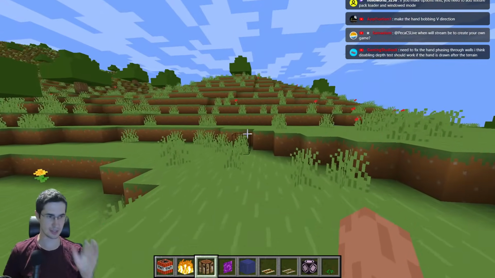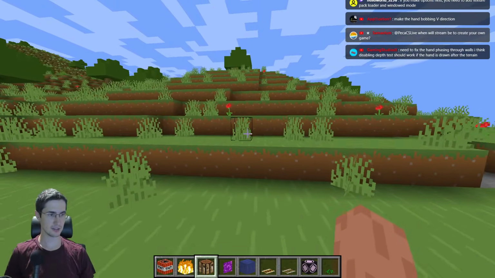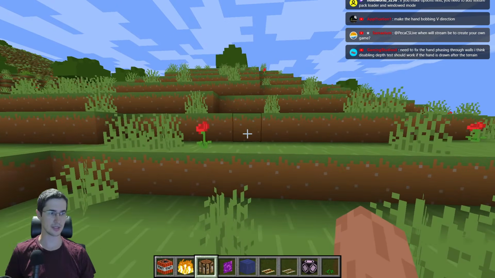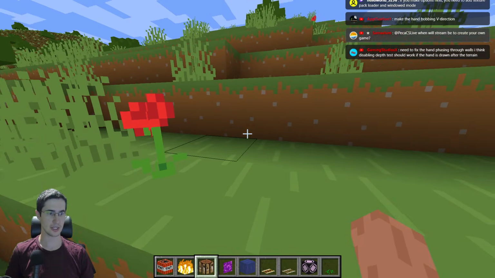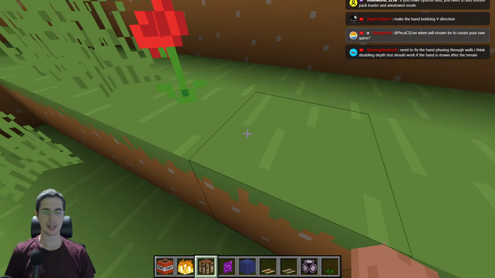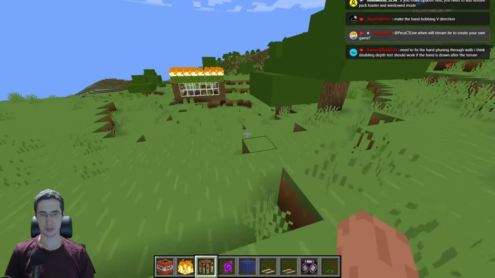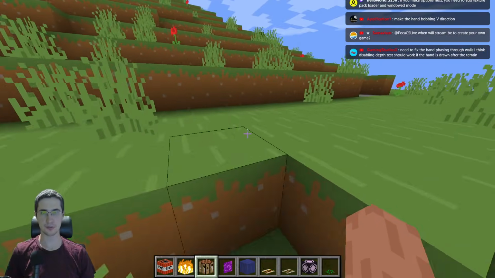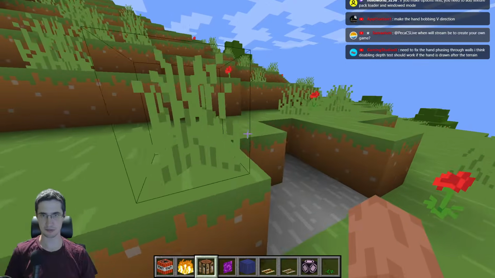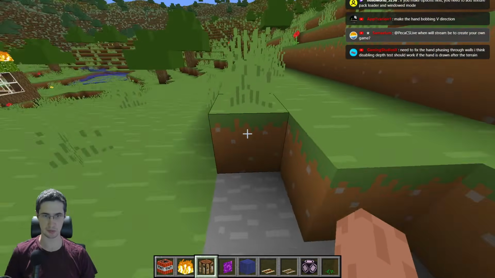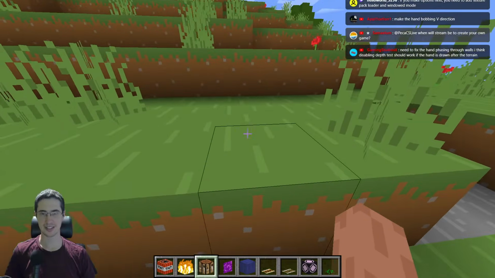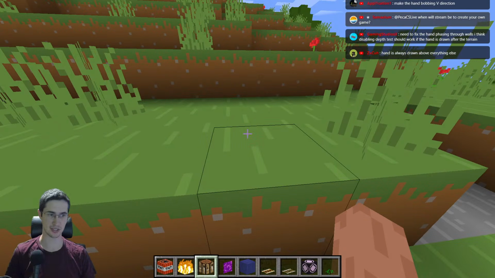It's fine, that's not a priority. Need to fix the hand phasing through walls. I think disabling this should work. The hand is drawn after the terrain. This is not a priority. Let's focus on the animation. If at some point we have a little bit extra time, we'll fix this. It's not a big deal. It's not like anybody's playing the game, chat.